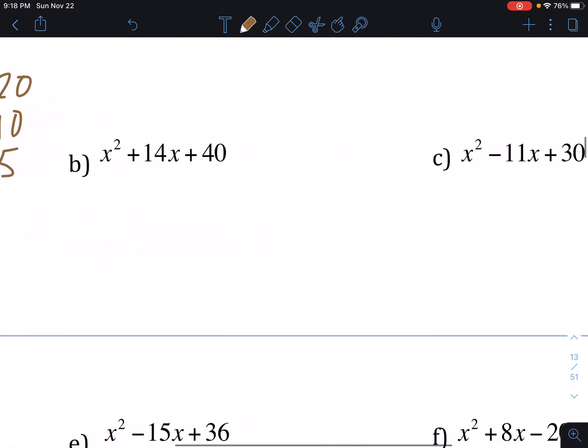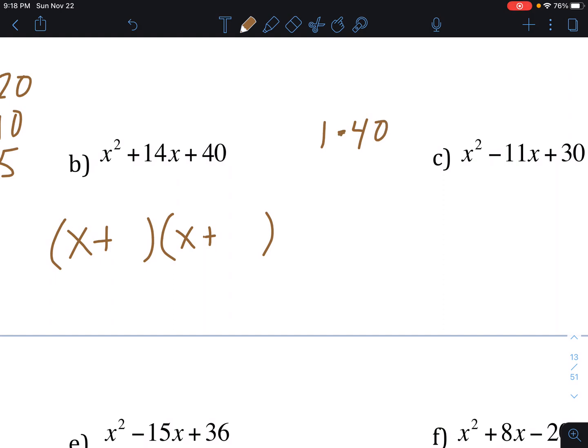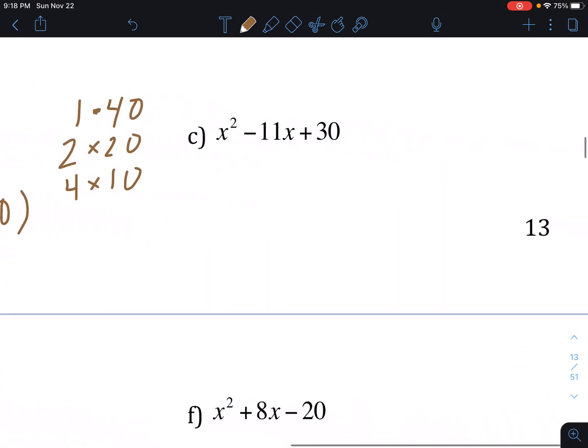Moving on to B. Again, all pluses. That's nice and easy. The signs are plus, plus. I need two numbers that multiply to get 40. 1 times 40. Nope, that adds up to 41. 2 times 20. Nope, that adds up to 22. 3 doesn't go into 40. 4 goes in 10 times, and that adds up to 14. That's my pair. Done.